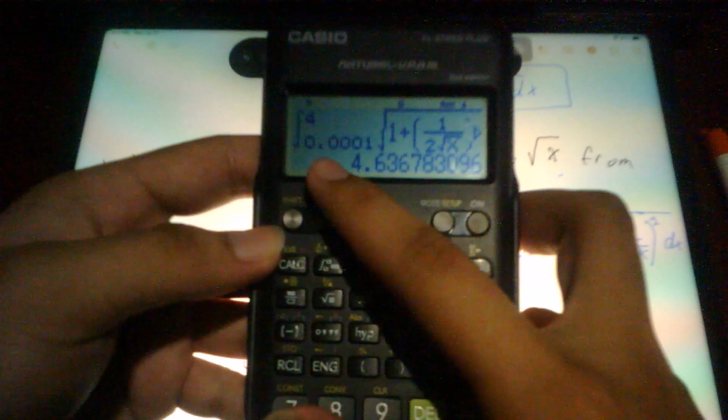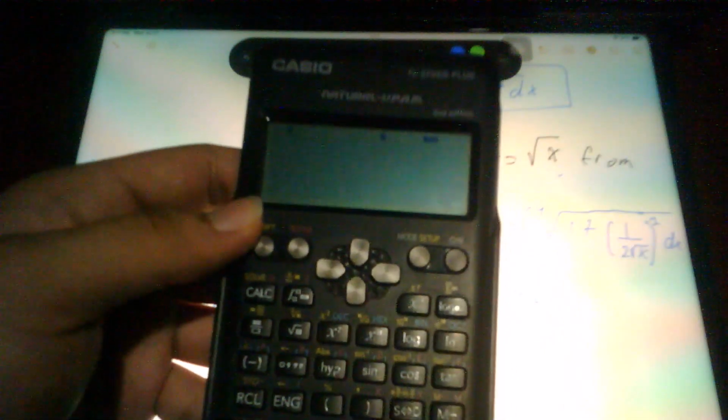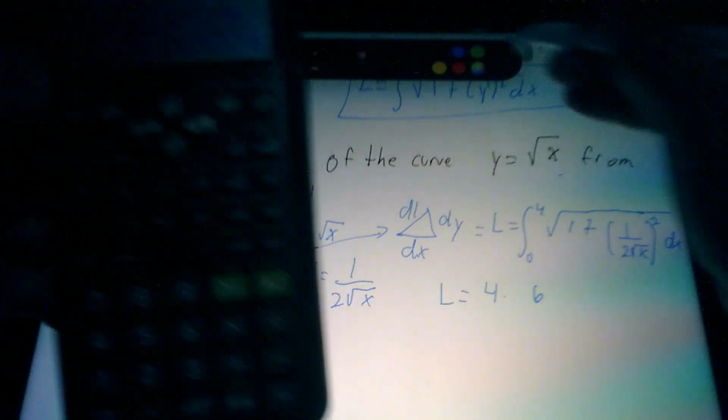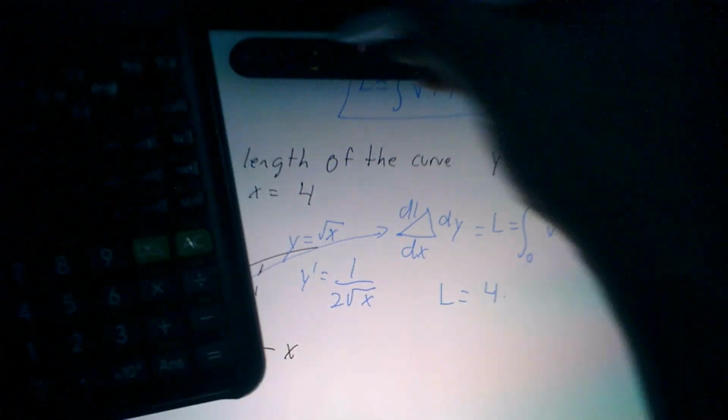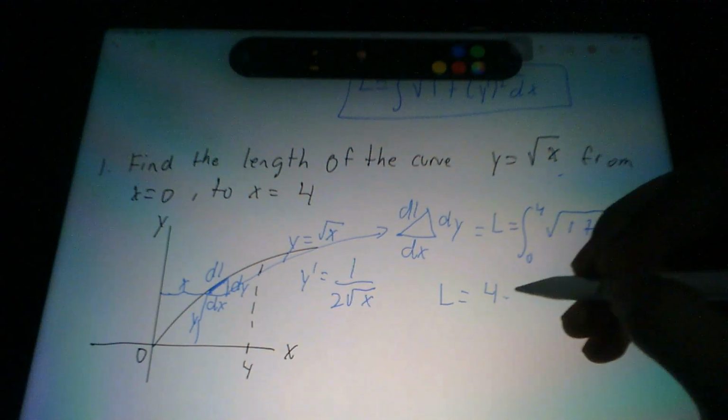So let's say we put something close to 0, let's say 0.001 here, and the answer is something like 4.86, I think. Let's wait for our calculator to load. So our answer here is not 4.86 but 4.63. And see guys, my calculator shows 4.63.